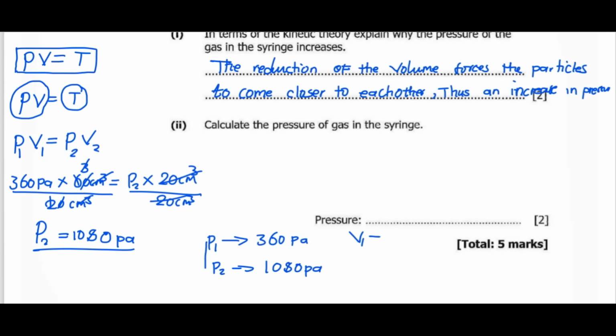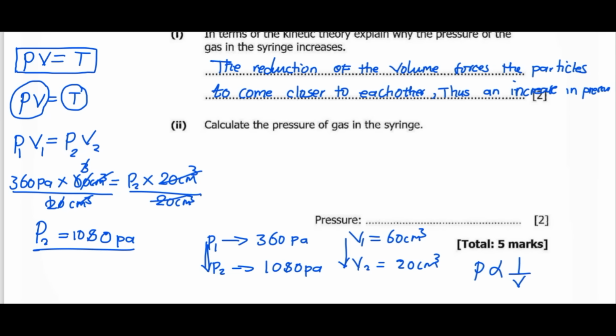What is volume 1? Volume 1 is 60 cubic centimeters. What is volume 2? Volume 2 is 20. So you can see that pressure increased and volume decreased. That's why pressure is related inversely to volume. If pressure increases, the volume decreases. If the volume increases, the pressure decreases. So if the question was, can you state this law, which is Boyle's law?